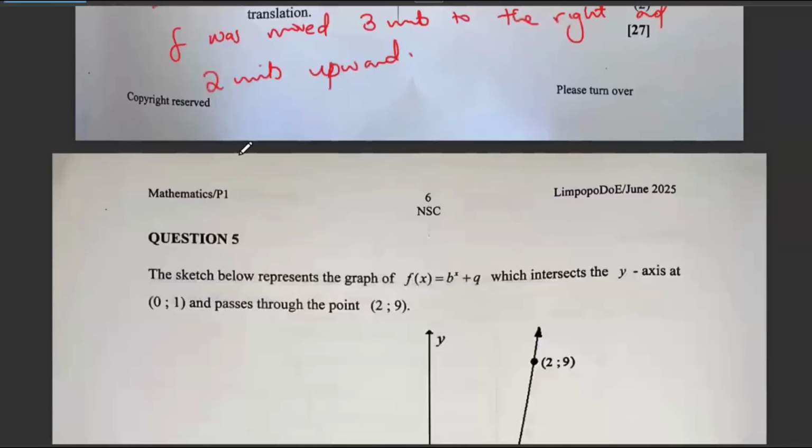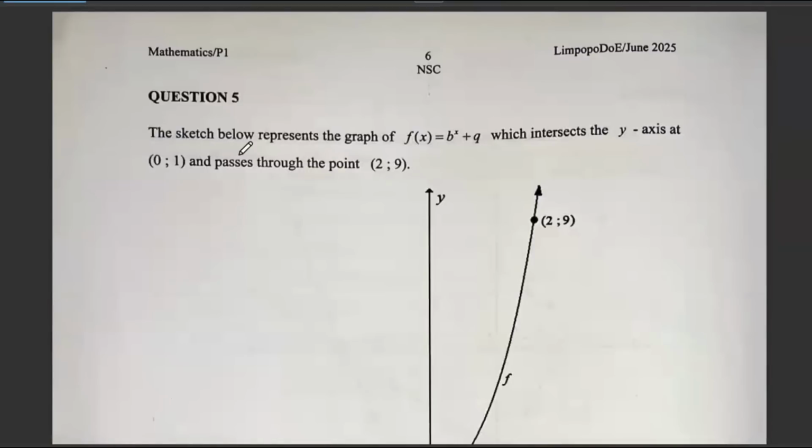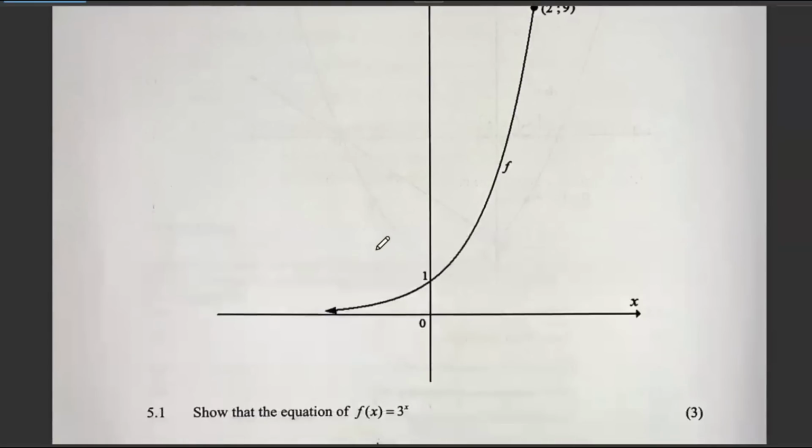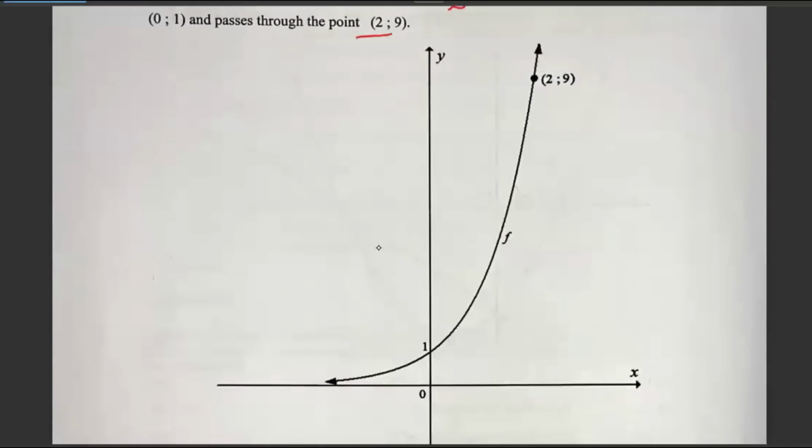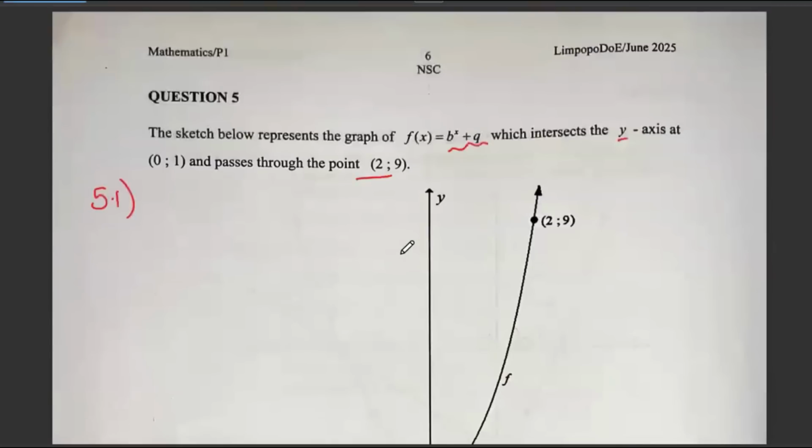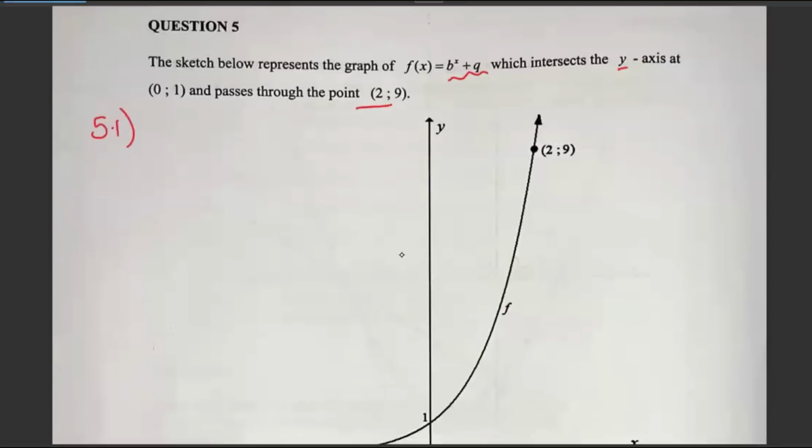Then question number 5. The sketch below represents f of x, which is a times b to the x plus q, so this exponential intersects the y-axis at (0, 1) and passes through (2, 9). Okay, beautifully drawn. Can we show that the equation of f is that? I like such questions that give you the answer, because we know we can never go wrong with this.